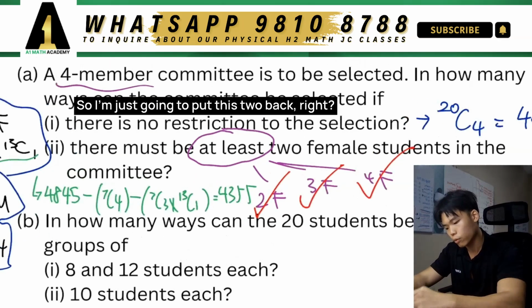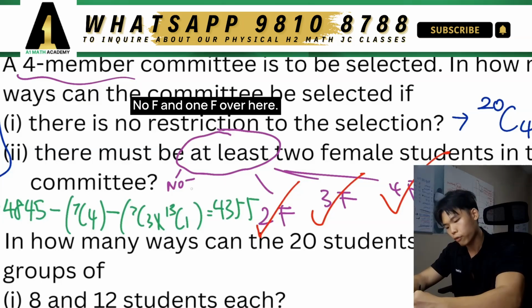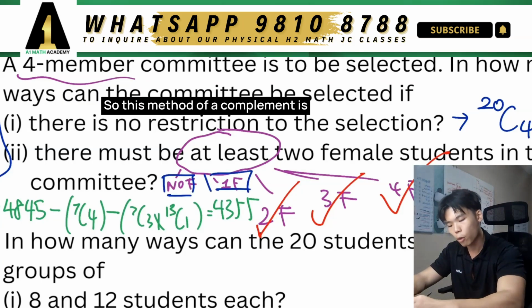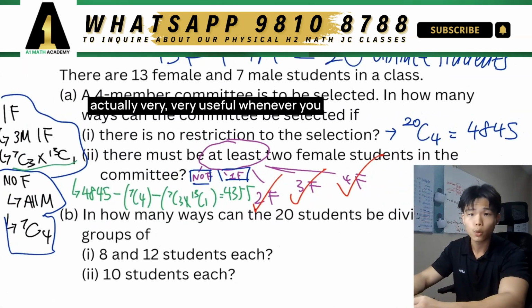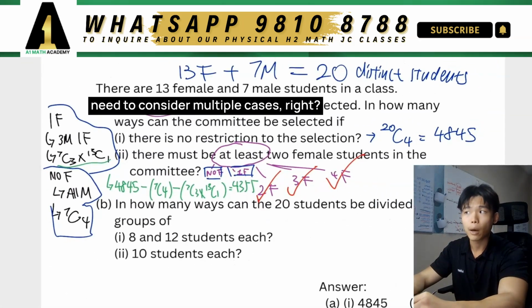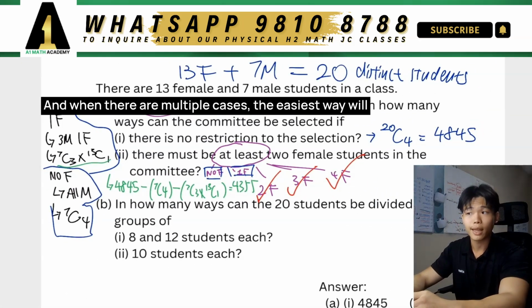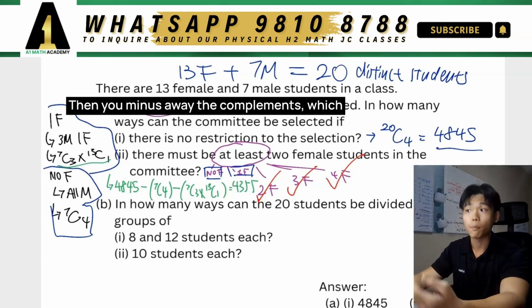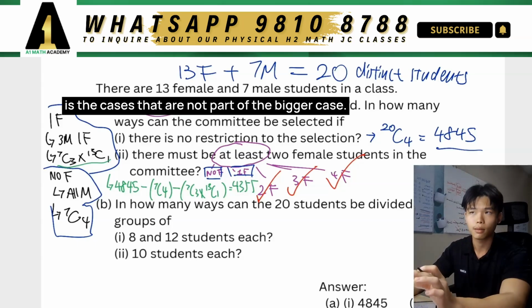So I'm just going to put these two back, right? No F and 1F over here. So this method of complement is actually very, very useful whenever you need to consider multiple cases. And when there are multiple cases, the easiest way would be to just find the total number of cases, in this case 4845. Then you minus away the complements, which is the cases that are not part of the bigger case.